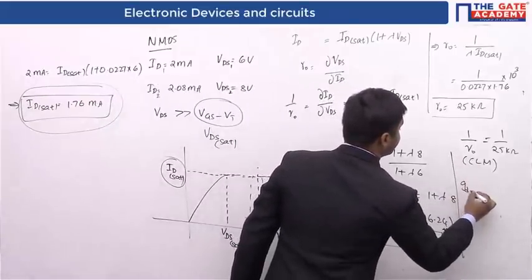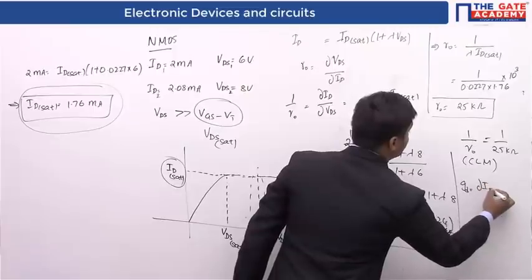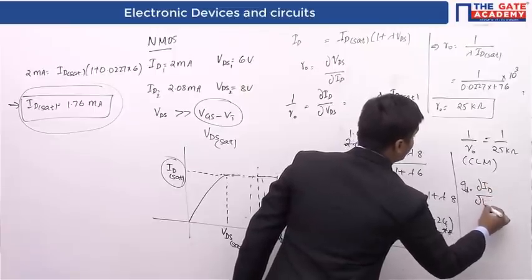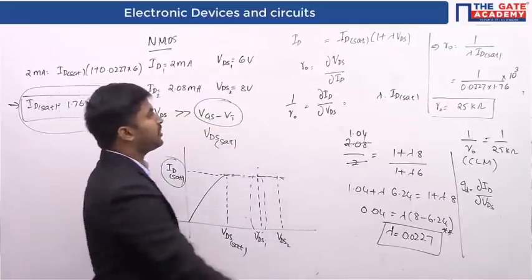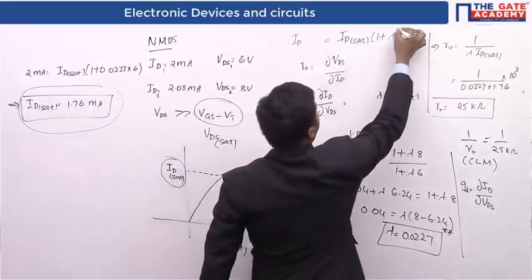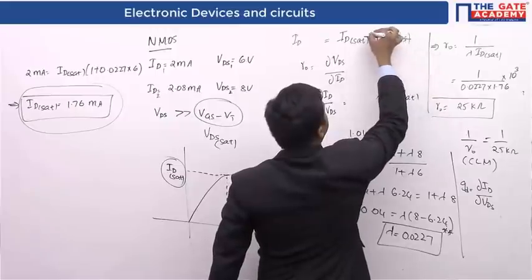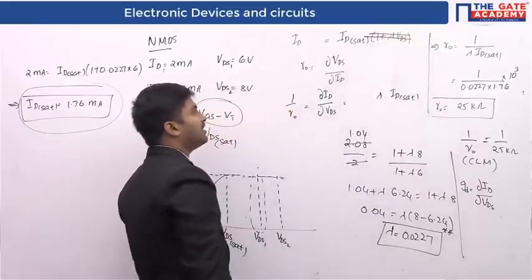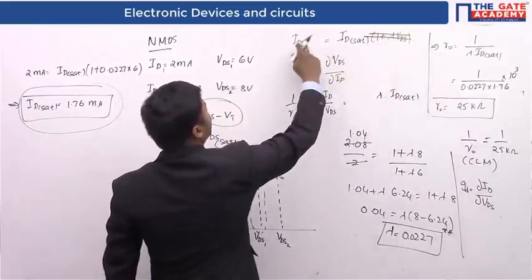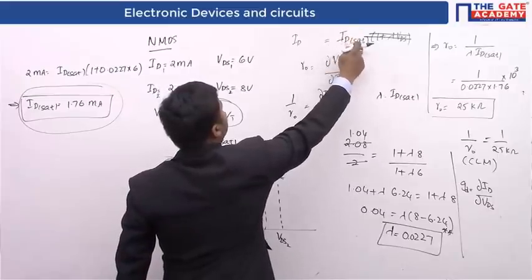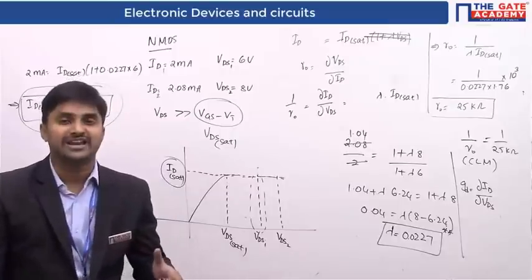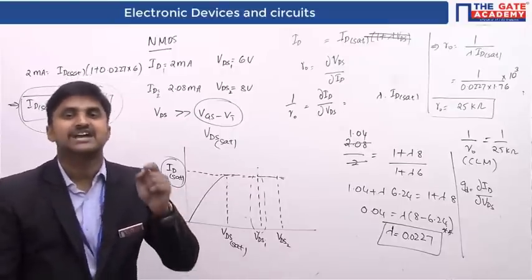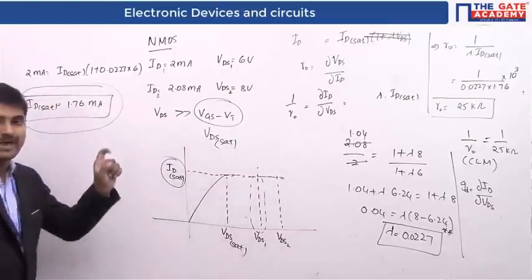The value of the drain conductance is nothing but dou ID by dou VDS. If you are not having any channel length modulation, the value of lambda is equal to 0, then this part is completely 1. Then your ID is going to be ID sat when you are not considering the channel length modulation. Then the current is saturated to be 1.76 milliamperes.